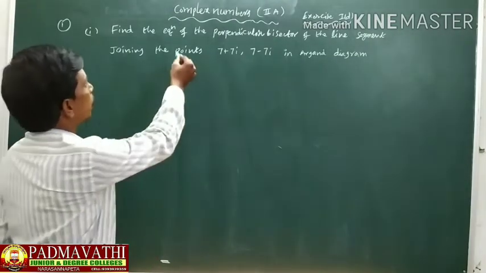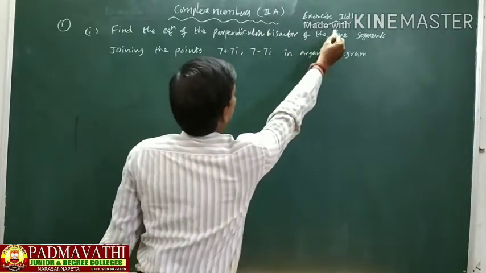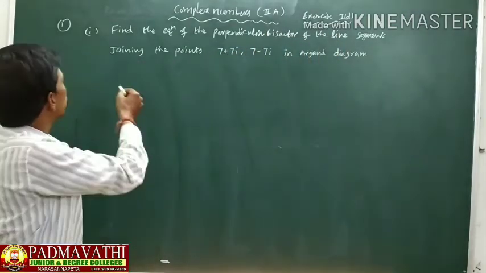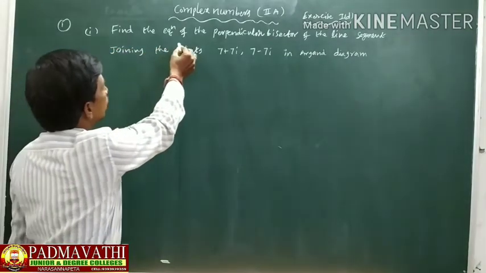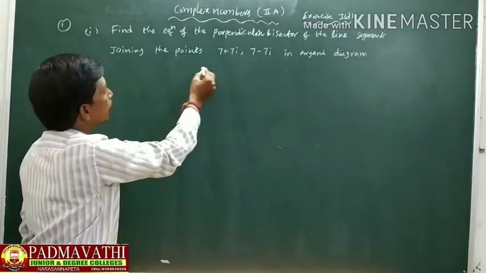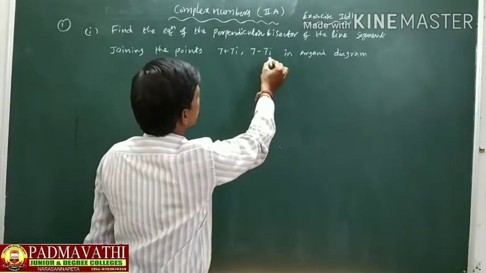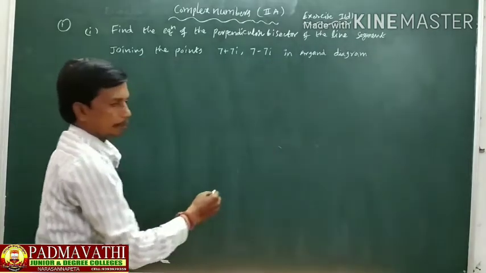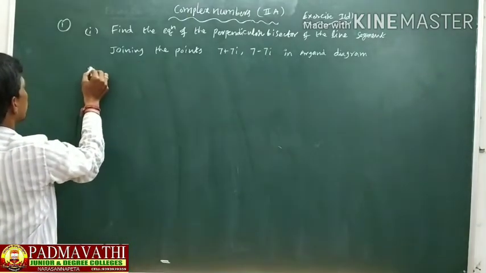Today we discuss the topic complex numbers, Maths 2A, exercise 1D. The first one: find the equation of the perpendicular bisector of the line segment joining the points 7 plus 7i, 7 minus 7i in the Argand diagram. Solution.